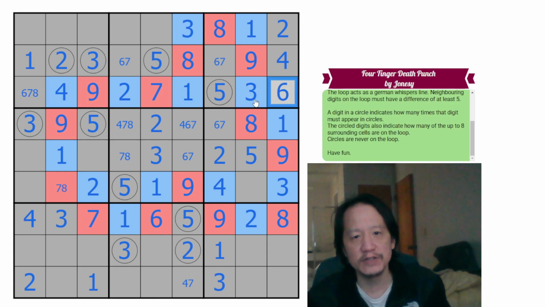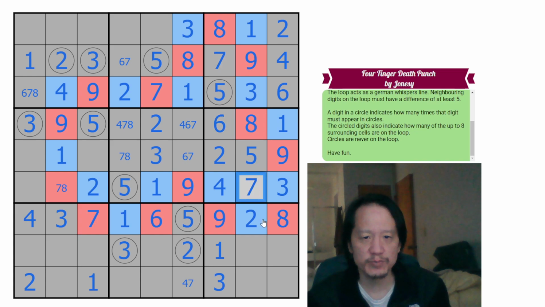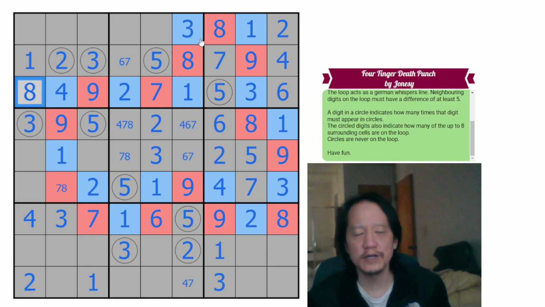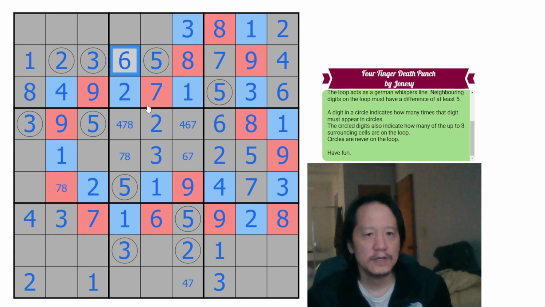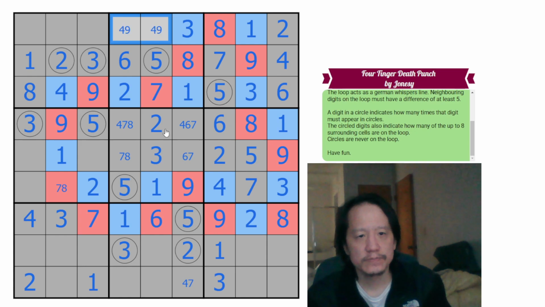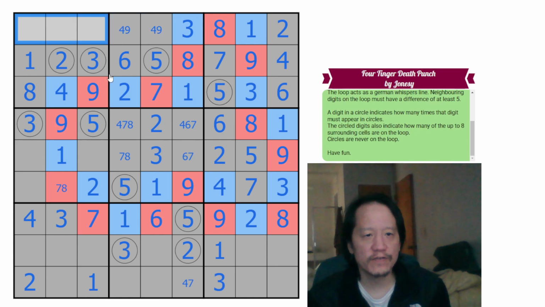So this can't be 7, therefore this is 6, this is 7, this is 6, therefore this must be a 7. This can't be 6 or 7, so this must be 8. This can't be 7, so this is 6. We have what? 4 and 9 left. This is 4 and 9. We have 5, 6, and 7 left. This can't be 5 or 7, so this must be 6. This must be 5 or 7.